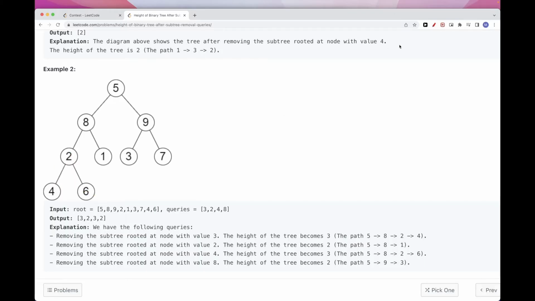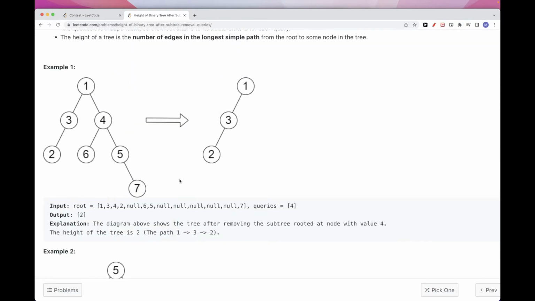And then we go to the next query, 4. So we want to remove just the subtree that has value 4, so that has root 4. So we'll remove that one, and the length is still 3, the longest path. So we put 3 here. And then lastly, 8. For 8, we remove all the subtree here, and we end up with the longest one being 2. So we put 2 here. So that's roughly the idea. Okay, so that's how the problem works.